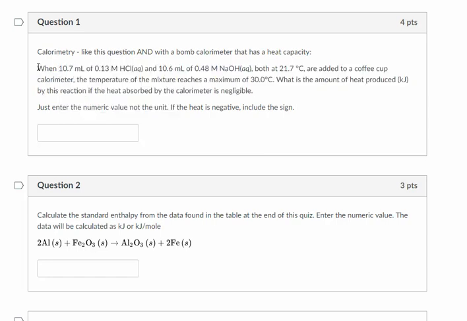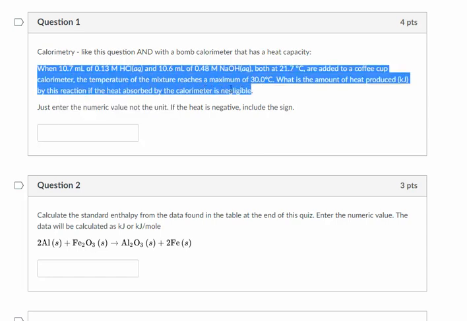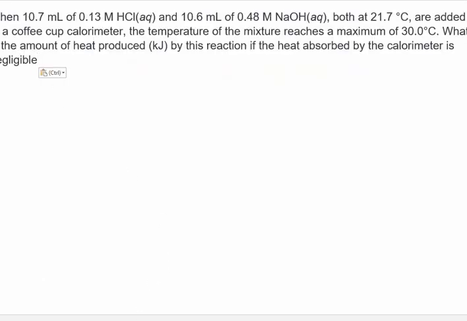Now in this one we're told that the heat capacity of the calorimeter is negligible, so it's something we can basically ignore. Now, what we need to do is parse out the information we need. So we're told that we have 10.7 milliliters of a 0.13 molar HCl solution, and we have 10.6 milliliters of a 0.48 molar sodium hydroxide solution.